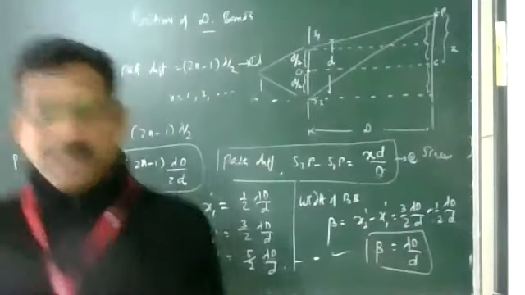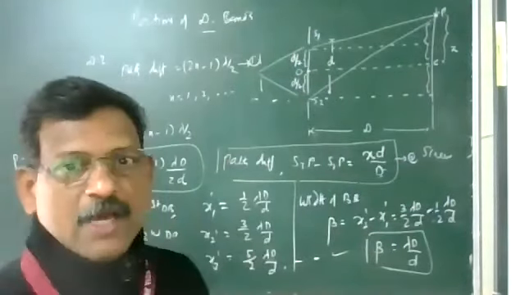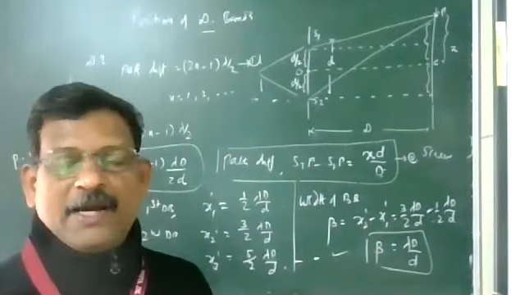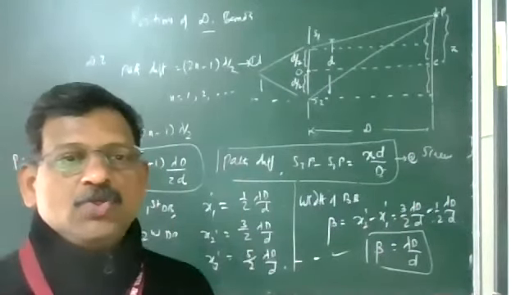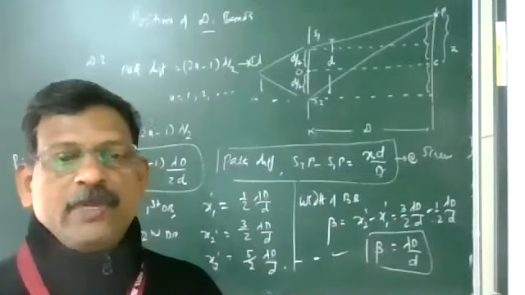So whether it is a bright band or a dark band, they are of equal width, lambda capital D by small d. So you have to prove that in the interference pattern, dark and bright bands are of equal width.